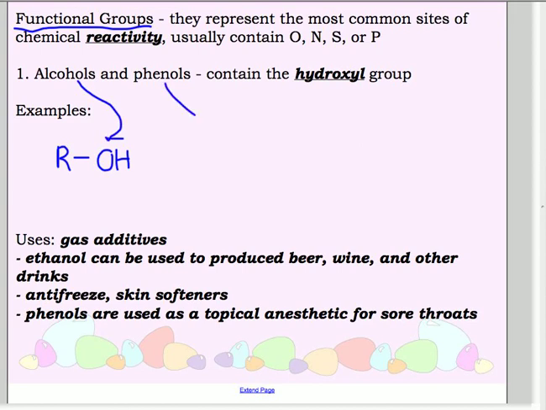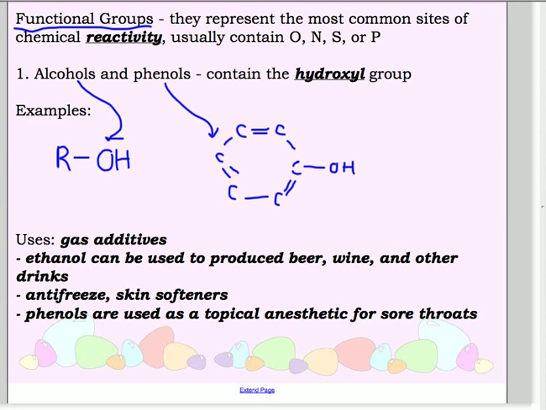And then phenols are just a very specific example of them. What you have is your benzene. So let's draw our 6-member ring. And you have your double bonds alternating. And then if you're a phenol, you have that hydroxyl group coming off of one of the carbons. So very similar, it's just that alcohols can be kind of anything, and phenols are a specific example. Alcohols are used a lot in gas additives.